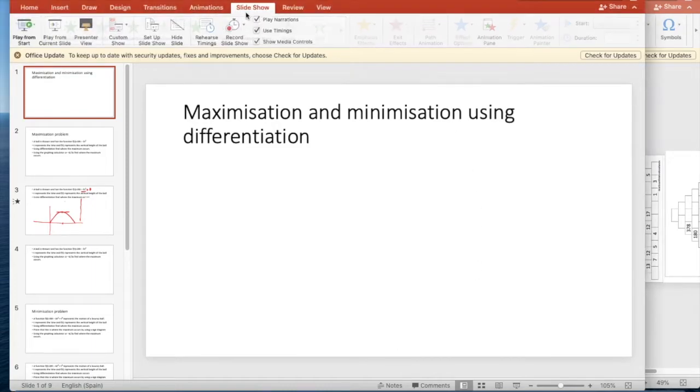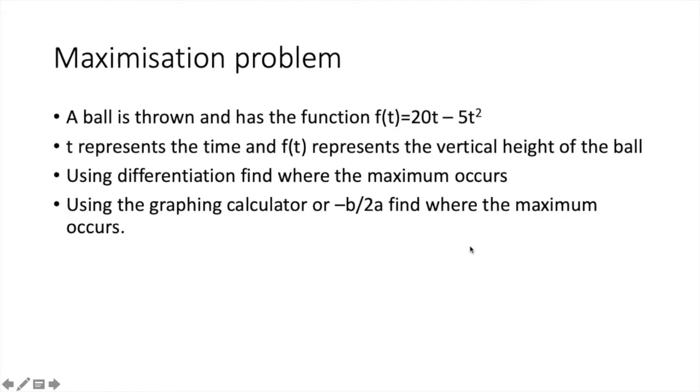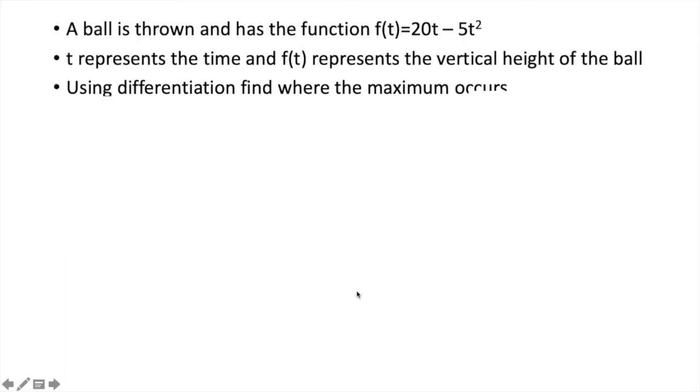In this video, we're going to talk about maximisation and minimisation using differentiation. So our first problem is about a ball which has been thrown with this function. T represents time, and this represents the vertical height of the ball. We need to find where the maximum occurs using two methods. One method is differentiation, and one method is a method we've learnt before. So let's do it using differentiation.